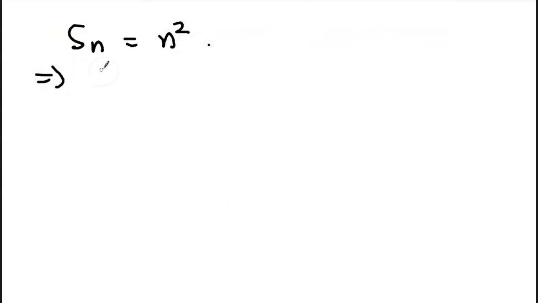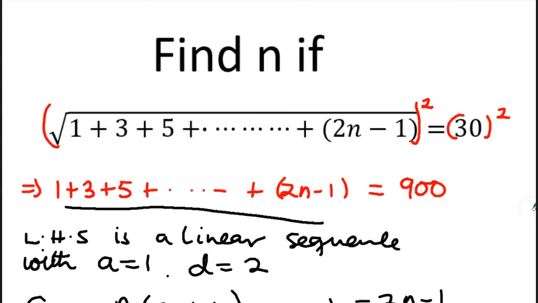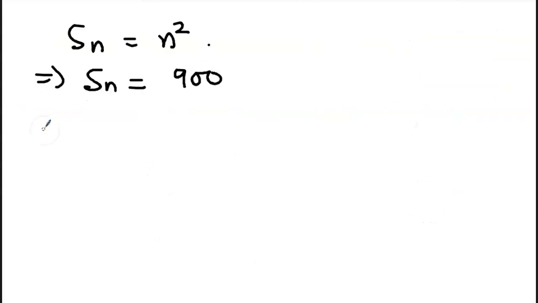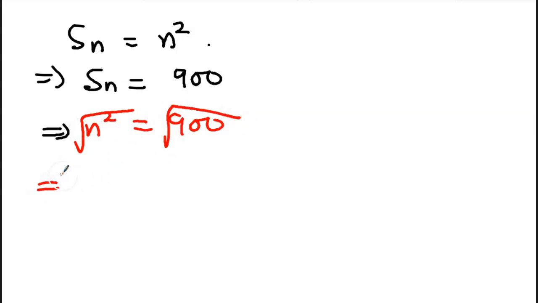And we have Sn, let's count back, Sn which is equal to 900. So this implies that n squared is equal to 900. Now we want n, so we need to take the square root on both sides. So take the square root here, take the square root there. So n will be equal to the square root of 900, which is 30. That is our answer.